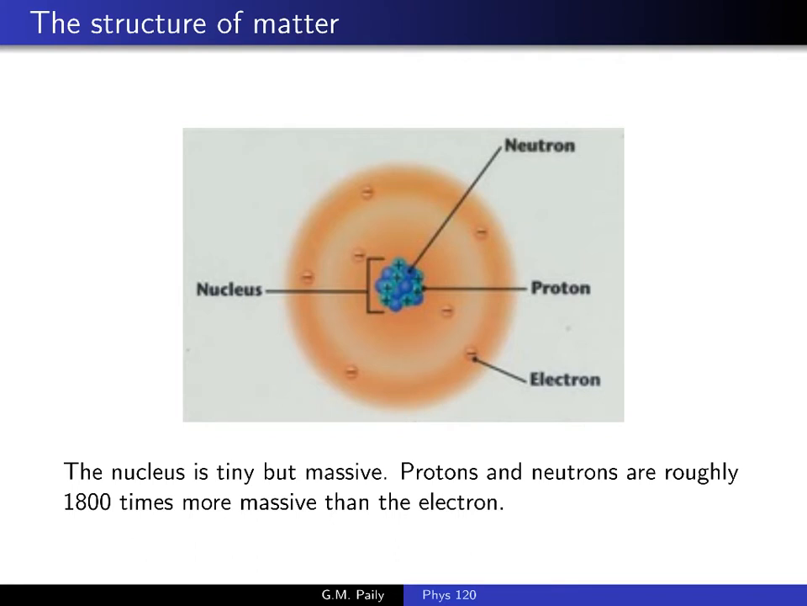However, even though the nucleus is tiny, it is massive. Most of the mass of an atom is contained in the nucleus. This is because the protons and neutrons each are roughly 1800 times more massive than the electron. And since the number of protons is equal to the number of electrons for a neutral atom, the nucleus will always be at least 2000 or so times more massive than the rest of the atom.